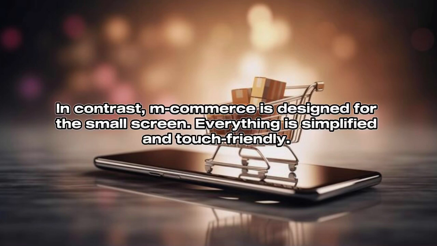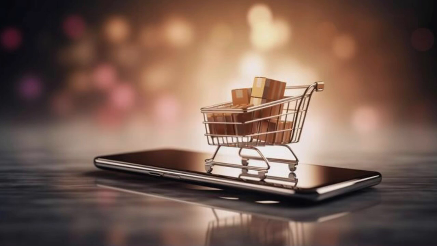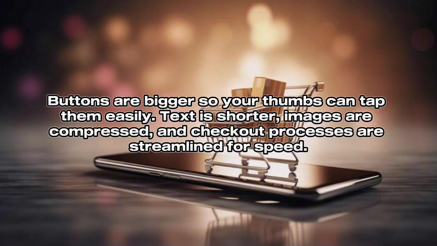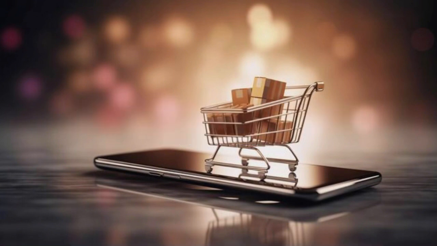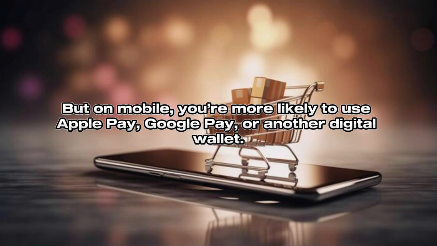In contrast, m-commerce is designed for the small screen. Everything is simplified and touch-friendly. Buttons are bigger so your thumbs can tap them easily. Text is shorter, images are compressed, and checkout processes are streamlined for speed. Even the checkout options differ. On desktop, you might manually enter your card information. But on mobile, you're more likely to use Apple Pay, Google Pay, or another digital wallet.